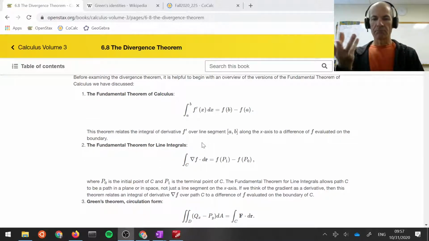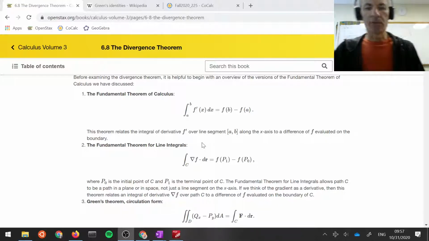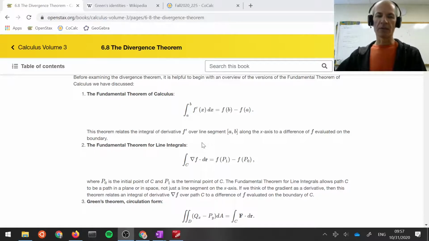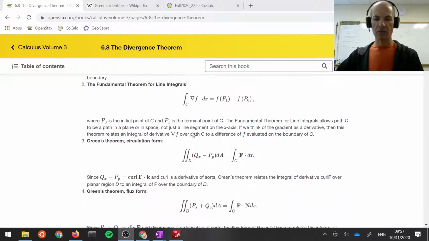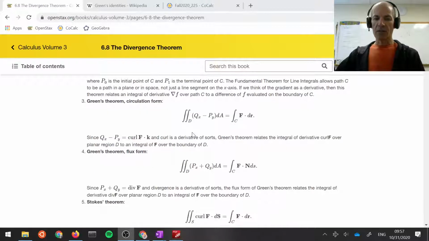All right, let's talk about how the divergence theorem fits into these other integral derivative theorems that we're familiar with. We start with the fundamental theorem of calculus, which tells us how to integrate derivatives. And we use this one all the time when we're doing ordinary integration. We did the fundamental theorem of line integrals, which talked about path independence for certain integrands that were the gradients of scalar functions. We talked about Green's theorem earlier in this chapter, and its two forms, the circulation form and the flux form.